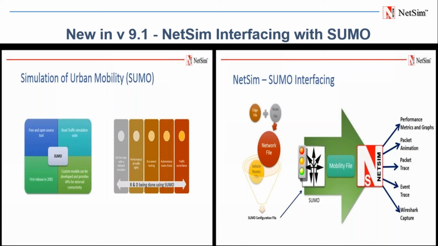Now how can we interface Netsim and Sumo? For that we need a Sumo configuration file which has some sub files inside it. That is edge file, node file, network file, and vehicular routes having information as their name suggests. With the help of this mobility, we can interface it with Netsim, which further simulates the network scenario of Vannet and generates various output parameters such as performance metrics, packet animation, packet trace, event trace, Wireshark capture, etc. So this is how we can interface Sumo with Netsim.